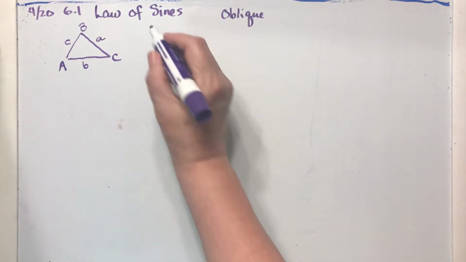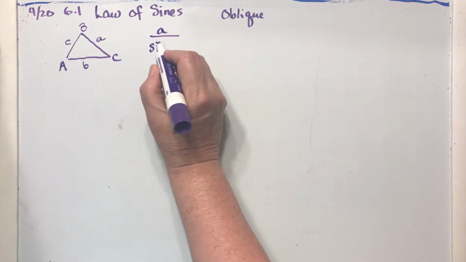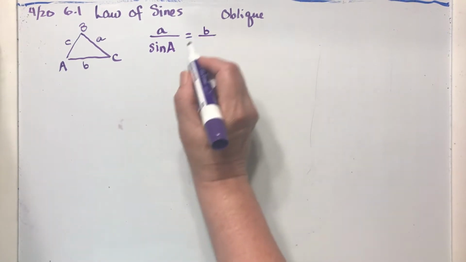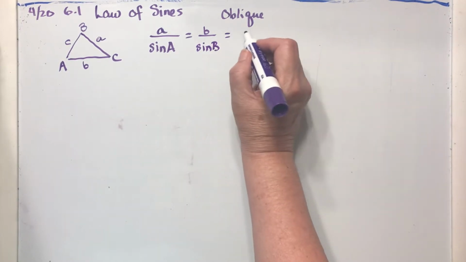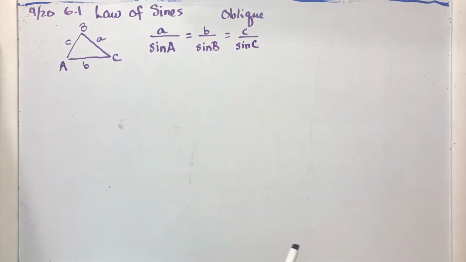And the law of sines says this, that the length of side a divided by the sine of angle A is equal to the length of side b divided by the sine of angle B, which is also equal to the length of side c divided by the sine of angle C. That's a nice little relationship we have there between the lengths of the sides and the angles. So we can use this cool little law of sines to help us find any missing pieces to a triangle. So let's go ahead and look at an example.